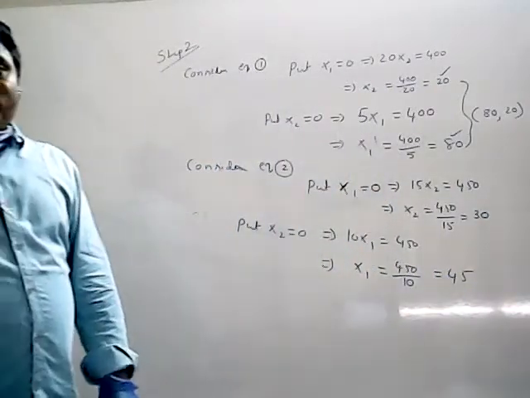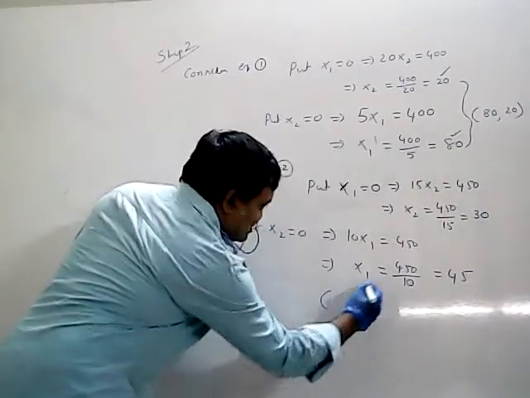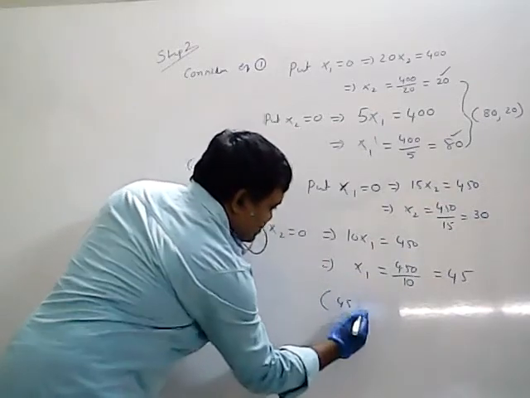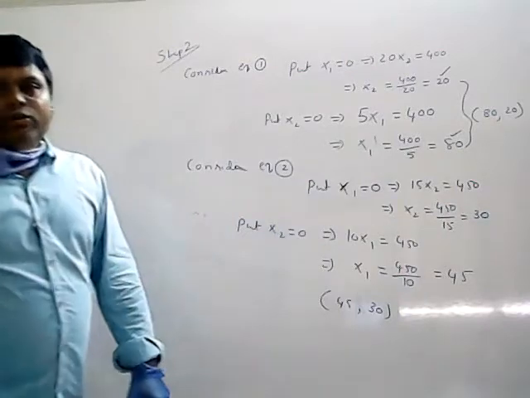Now I know the second point. What is the second point? x1 comma x2. The x1 value is 45, comma the x2 value is 30. So now I know both the points.